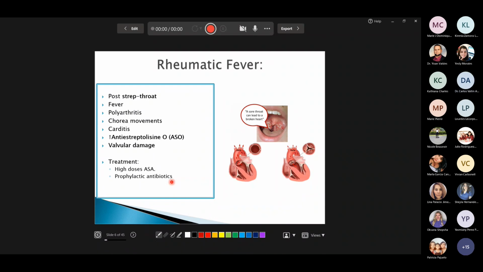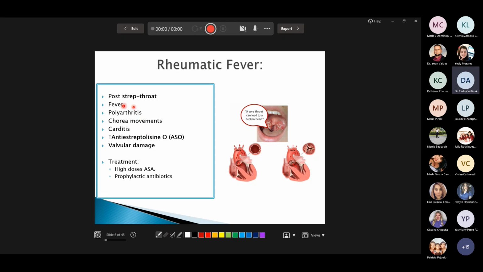So what is rheumatic fever? It's another autoimmune phenomenon, in this case considered a hypersensitivity, in which a young person has a streptococcal infection of the throat, so a tonsillitis, a common strep throat. This strep throat can trigger the production of abnormal immunity that can attack the heart, producing inflammation of the heart and damage of the valves of the heart.